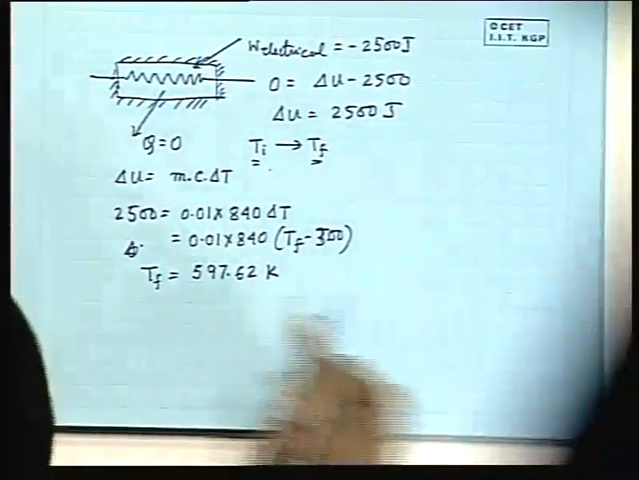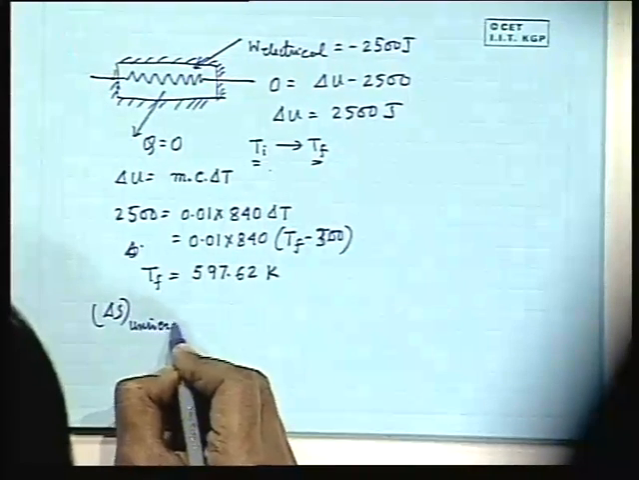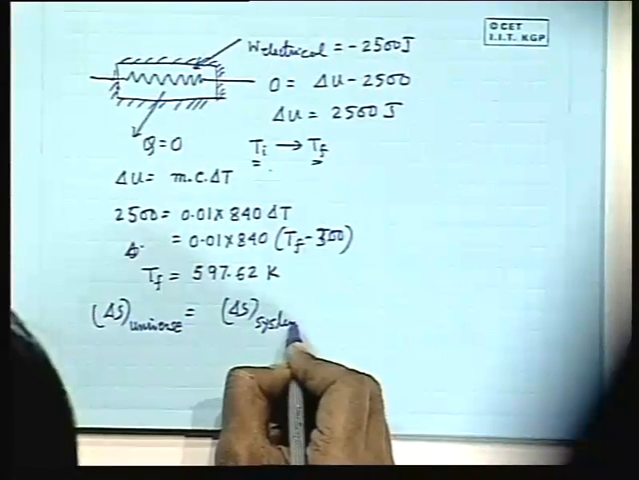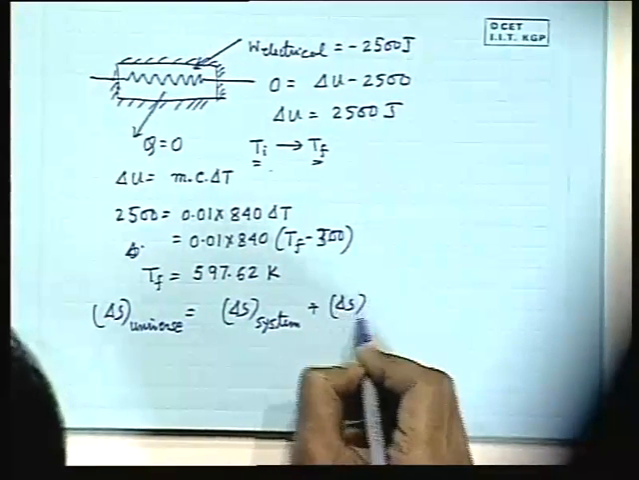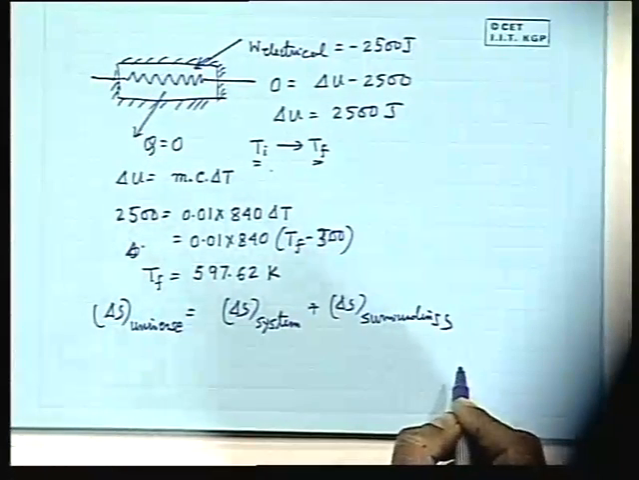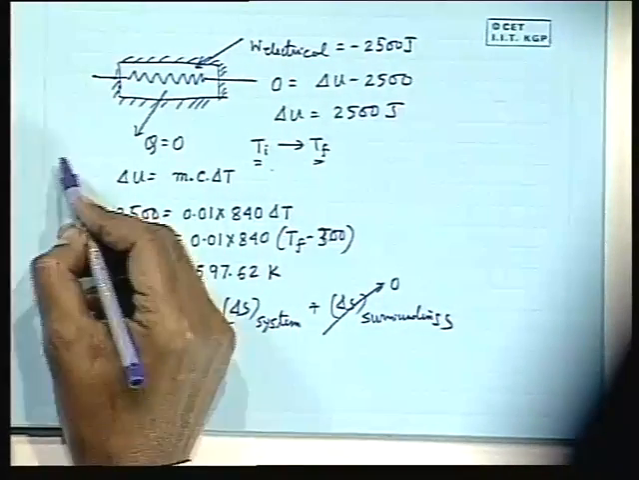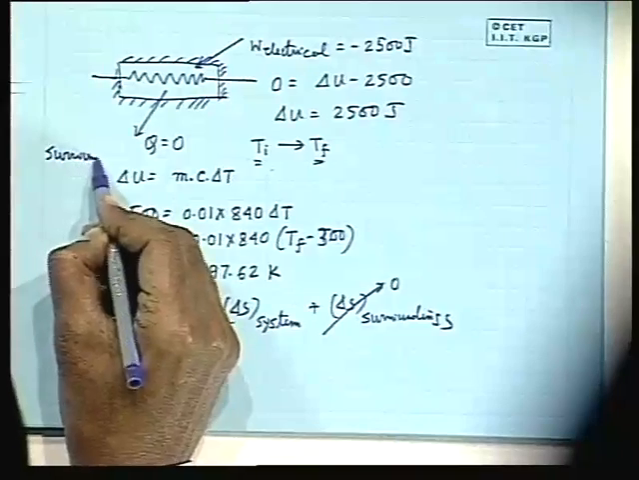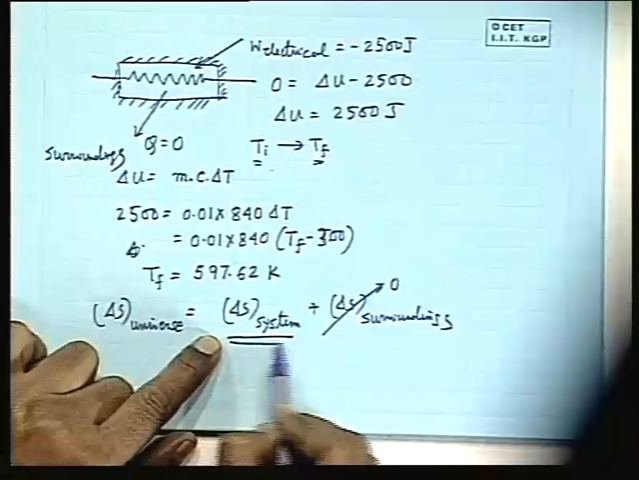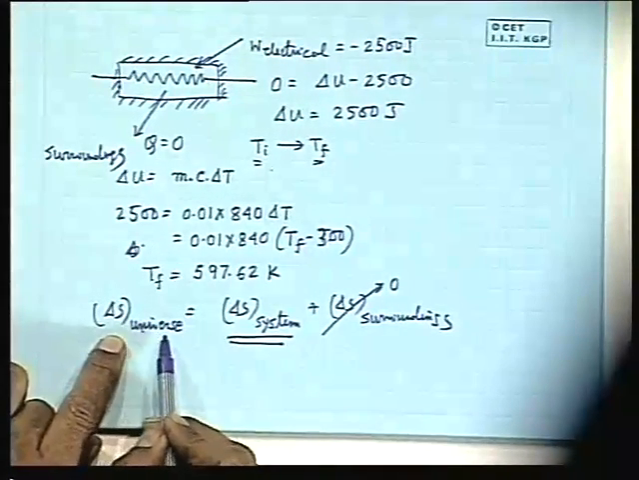Now the question comes of delta S. Now here also I write delta S universe is equal to delta S system plus delta S surroundings. Clear? Now you tell me first, what is delta S surroundings here? 0, because there is no heat interaction of the surroundings. Now your question will be better understood: delta S system is non-zero, obviously. Otherwise, the principle of increase of entropy will be violated. Delta S universe is greater than 0.